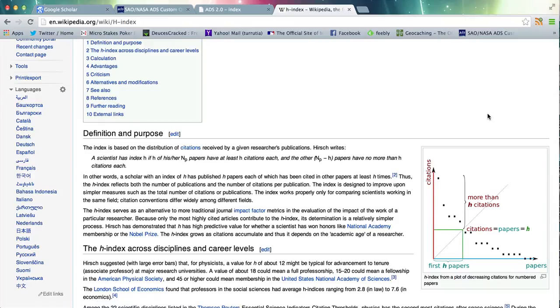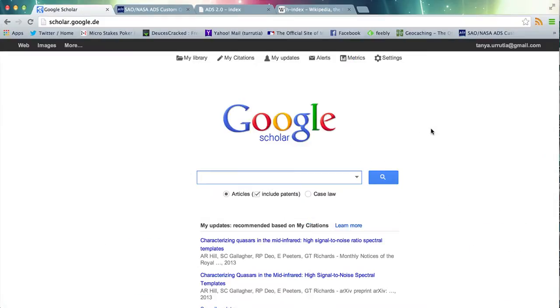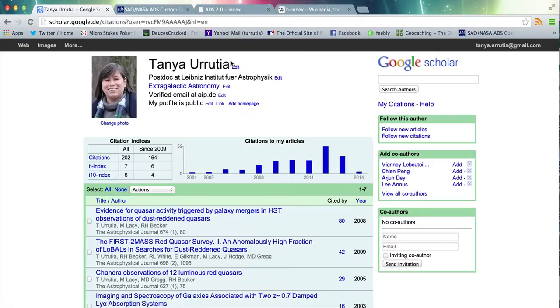But how do you calculate your H-index in astronomy? So far, what we know is from Google Scholar. You're logged in with your Gmail account, and then you can go to My Citations, and it gives you all kinds of statistics on your citations. If you're a member of Google Scholar, then you actually have an affiliation, and you have a verified email address, and so on.